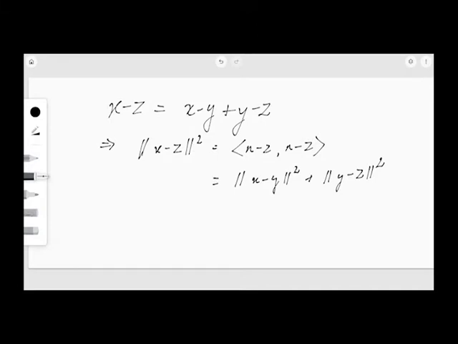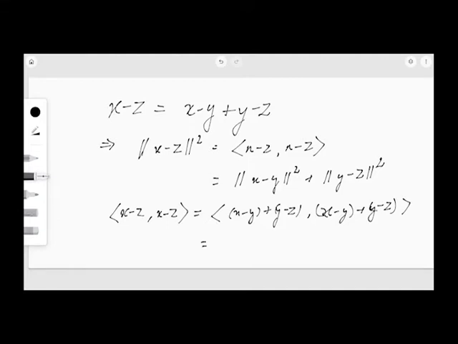So how did we get this term? We can see that this is inner product X minus Z comma X minus Z. Now we know that X minus Z, we had written as X minus Y plus Y minus Z. I'm just going to show how these two become equal. So if we replace, inner product X minus Z, X minus Z is nothing but inner product X minus Y plus Y minus Z comma X minus Y plus Y minus Z. I am just replacing the term X minus Z by X minus Y plus Y minus Z. Now if we expand the inner product, what do we get?